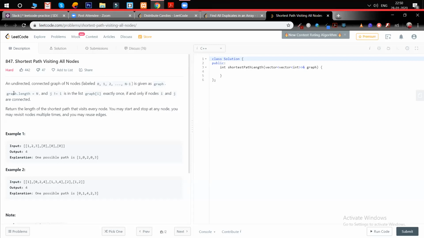The length of the graph is n, and j is not equal to i in the list graph[i] exactly once, and only if i and j are connected. So are there any questions regarding the problem? And do you have to come back to where you start from? No, you may start and stop at any node. It's written that you may start and stop anywhere, so it's not necessarily that we have to come back. Okay.